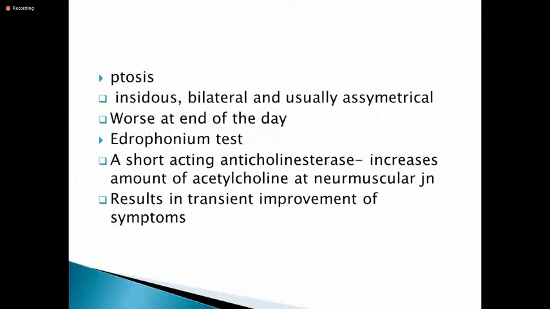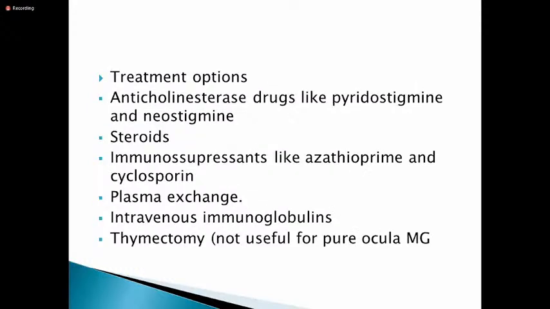To confirm the diagnosis, the Tensilon test is done, where a short-acting acetylcholinesterase inhibitor is injected into the body and it increases the amount of acetylcholine in the neuromuscular junction, and that causes a dramatic improvement of the ptosis. And that, of course, is transient. It's just a test. Treatment options are acetylcholinesterase inhibitors like pyridostigmine and neostigmine. Of course, it's an autoimmune disease, so immunosuppressants like steroids, azathioprine, and cyclosporine are important. In severe cases, plasma exchange and intravenous immunoglobulin.